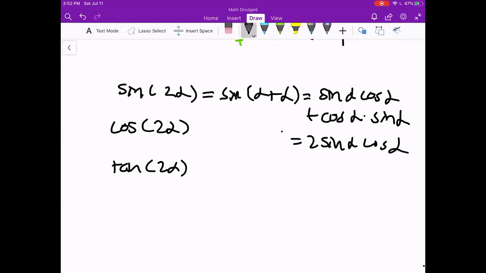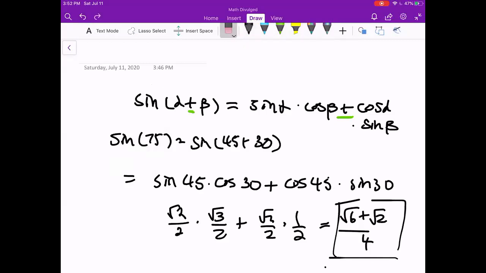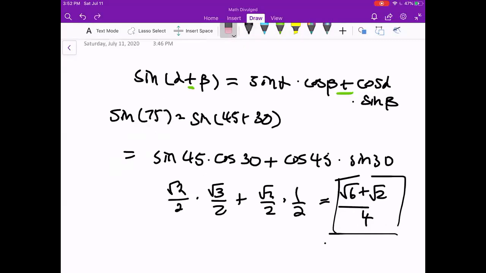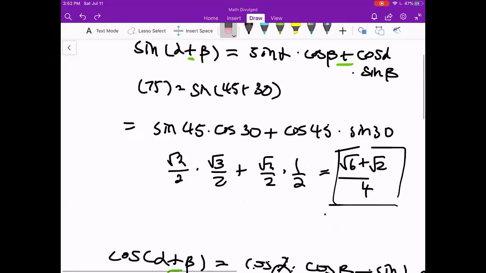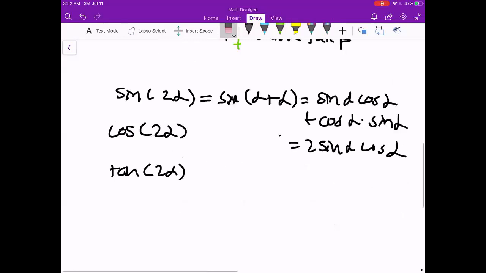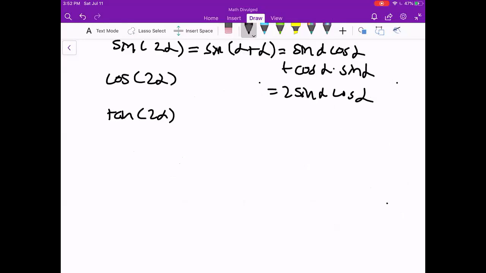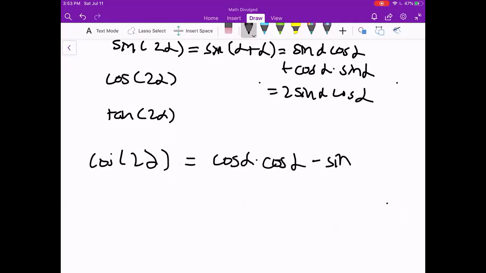Let me move these down. Let me do cosine 2 alpha down here. So cosine of 2 alpha is going to be equal to cosine alpha times cosine alpha minus sine alpha times sine alpha. This is equal to cosine squared alpha minus sine squared alpha.